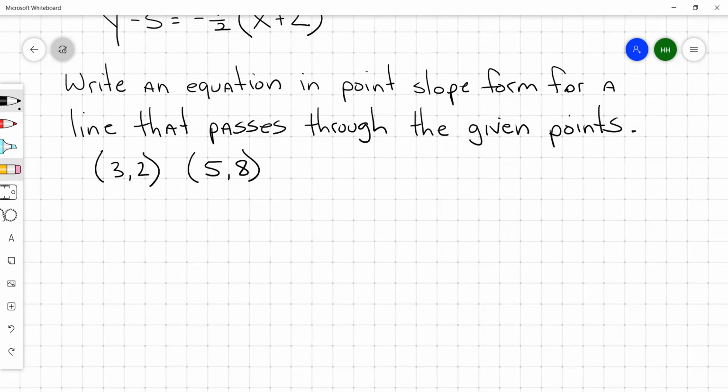If you have to write this equation in point-slope form, you need a slope. So the first thing you're going to do for this line is you're going to find the slope, or the m. So the slope of this line is going to be equal to 8 minus 2 divided by 5 minus 3.